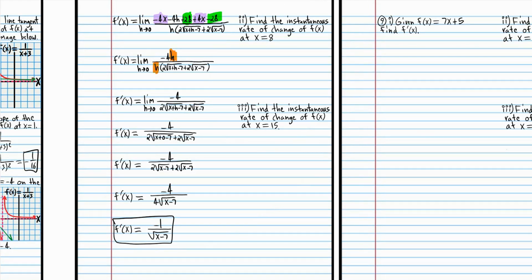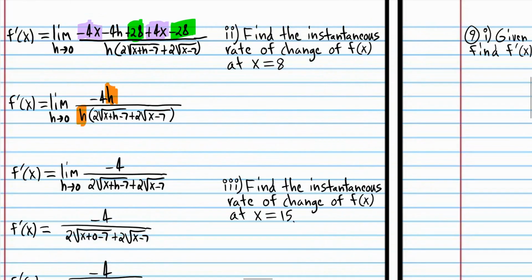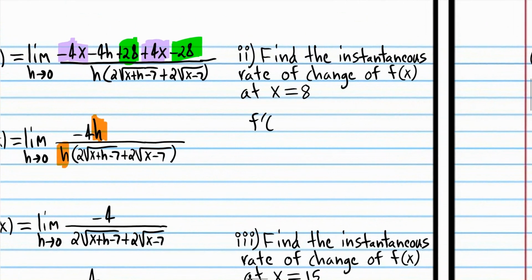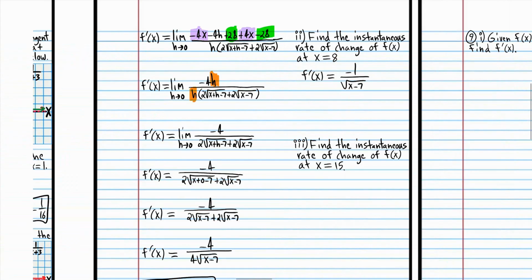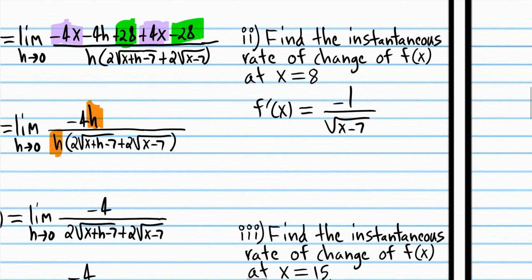Okay, we're back. So if we're going to find the instantaneous rate of change, we have to use the derivative function. And we just found that. It's -1 over root x minus 7. So now we're going to plug in 8 for x.